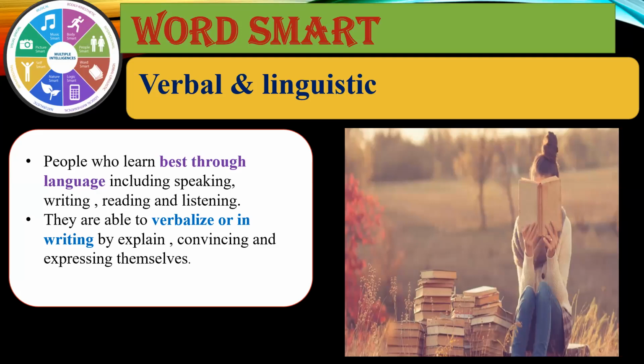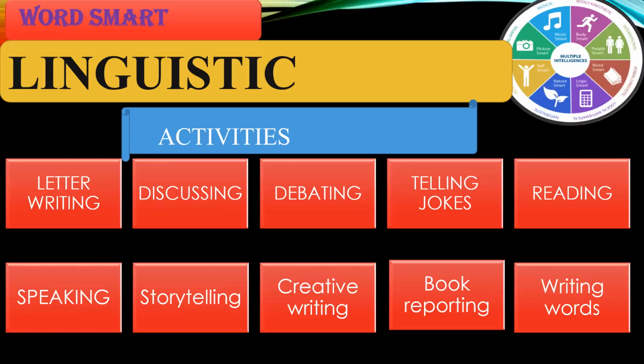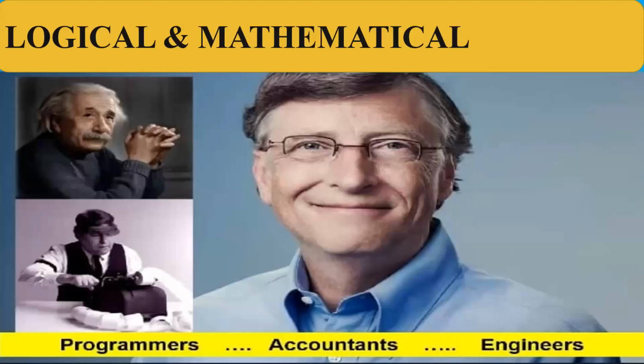These are people who learn best through language, including speaking, writing, reading, and listening. They are able to verbalize or write by explaining, convincing, and expressing themselves. If you are word smart, what are the activities you can do? Letter writing, discussing, debate, telling jokes, reading, writing words, book reporting, creative writing, storytelling, and speaking.